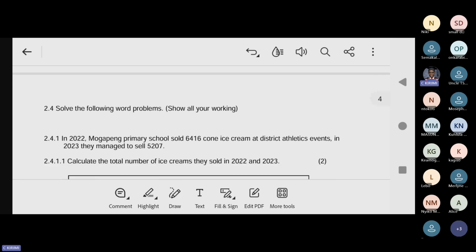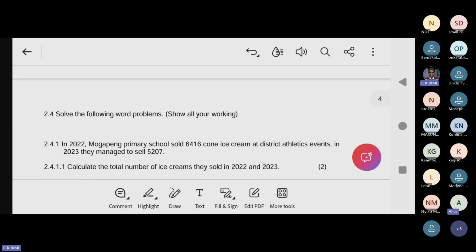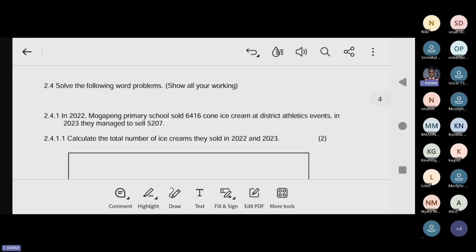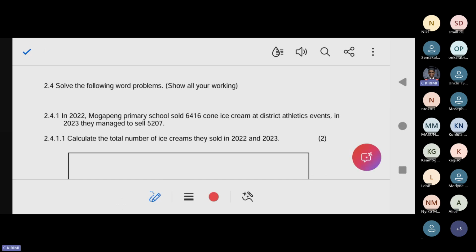Let's go to number 2.4. Solve the following problems. Show all your working. So 2.4.1, we are given that in 2022, Mogapeng Primary School sold 6,416 cone ice creams at a district athletics event. In 2023, they managed to sell 5,207. Calculate the total number of ice creams they sold in 2022 and 2023.